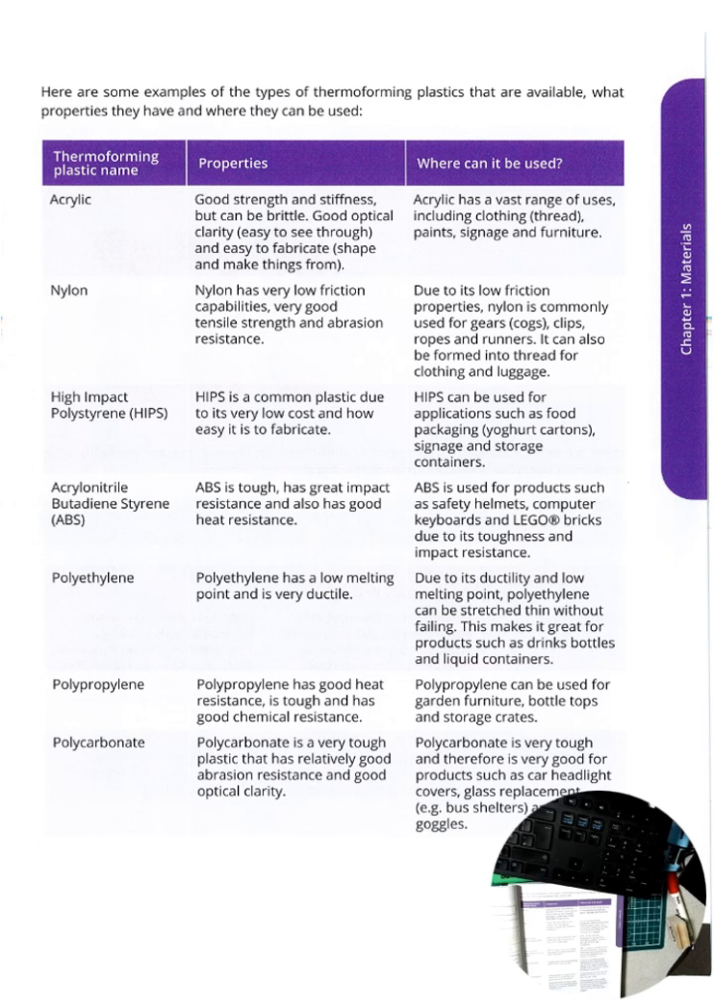Polyethylene. Polyethylene has a low melting point and is very ductile. Due to its ductility and low melting point, polyethylene can be stretched thin without failing. This makes it great for products such as drink bottles and liquid containers.